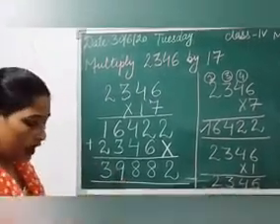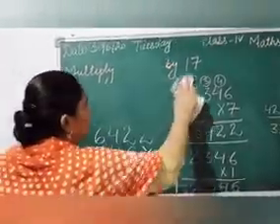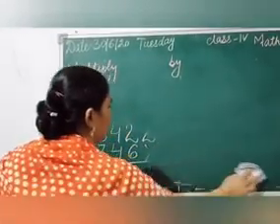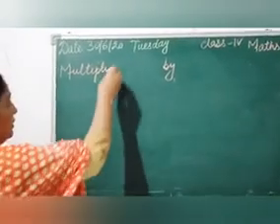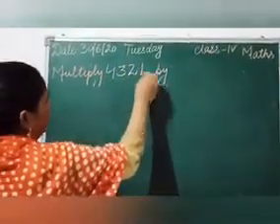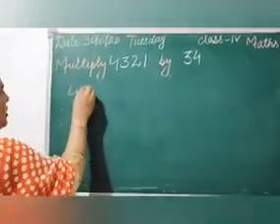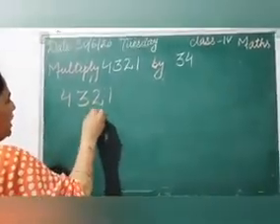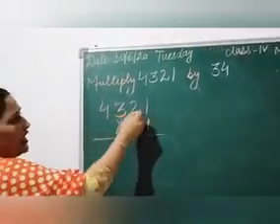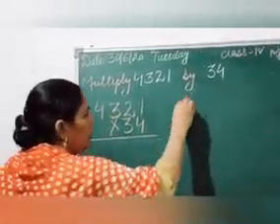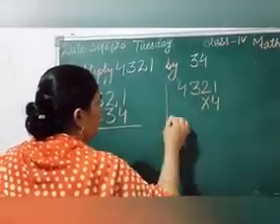Now I will tell you one more example relating to this so that it will be more clear to you. Now see, 4,321 multiplied by 34. Here you can see 4,321. First it will be multiplied by 4. 4,321 multiplied by 4.